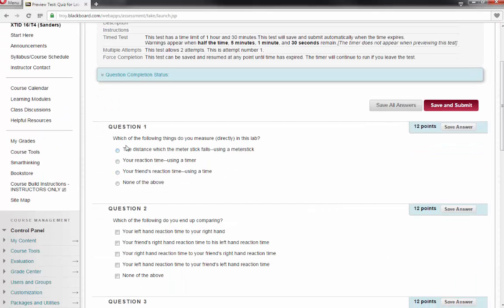All right, so the first question on the quiz: which of the following things do you measure directly in this lab? The distance which the meter stick falls using a meter stick, your reaction time using a timer, your friend's reaction time using a timer, or none of the above.